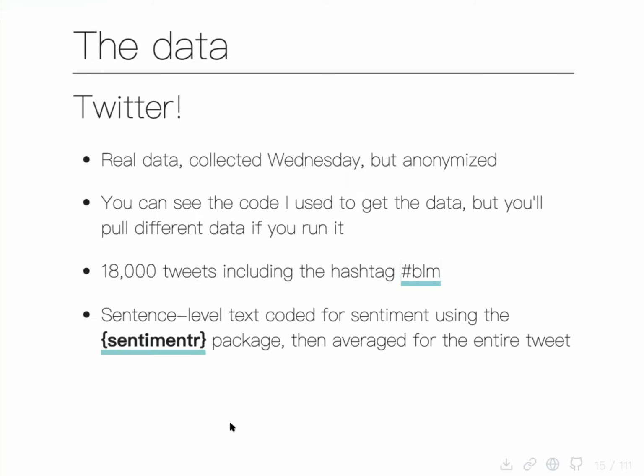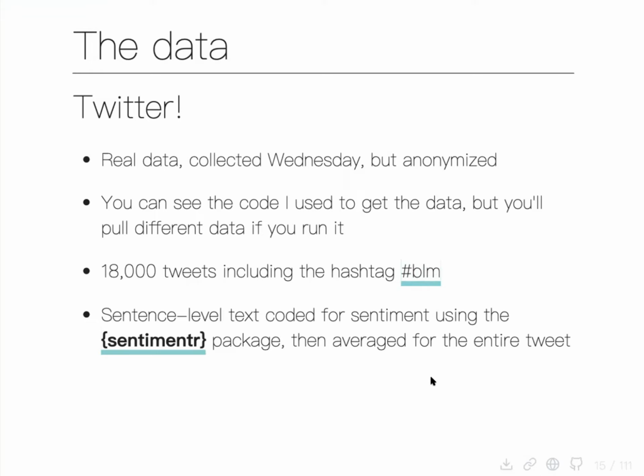And what I did is I grabbed 18,000 tweets that all had the hashtag BLM, so Black Lives Matter. And then I coded the text in the tweet for sentiment, so positive or negative sentiment. And this is a really difficult thing because you have people who are negative sentiment because they don't like the Black Lives Matter group. And then you have negative sentiment because there are people that are part of the Black Lives Matter group that are upset about things that are happening, right?